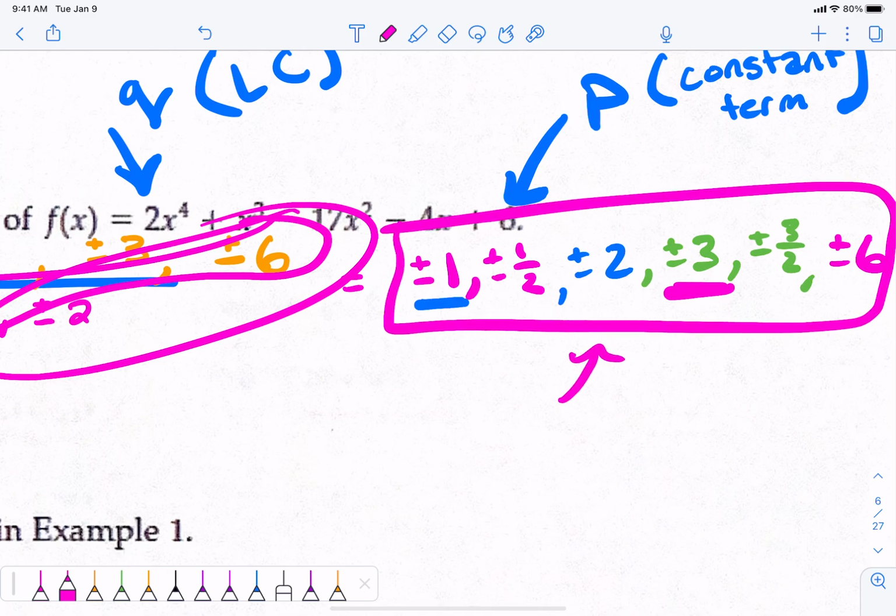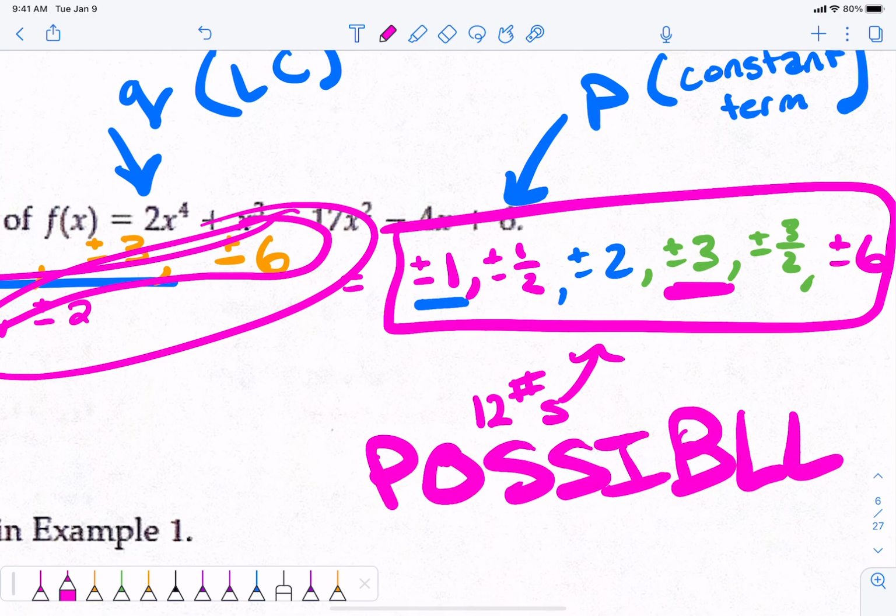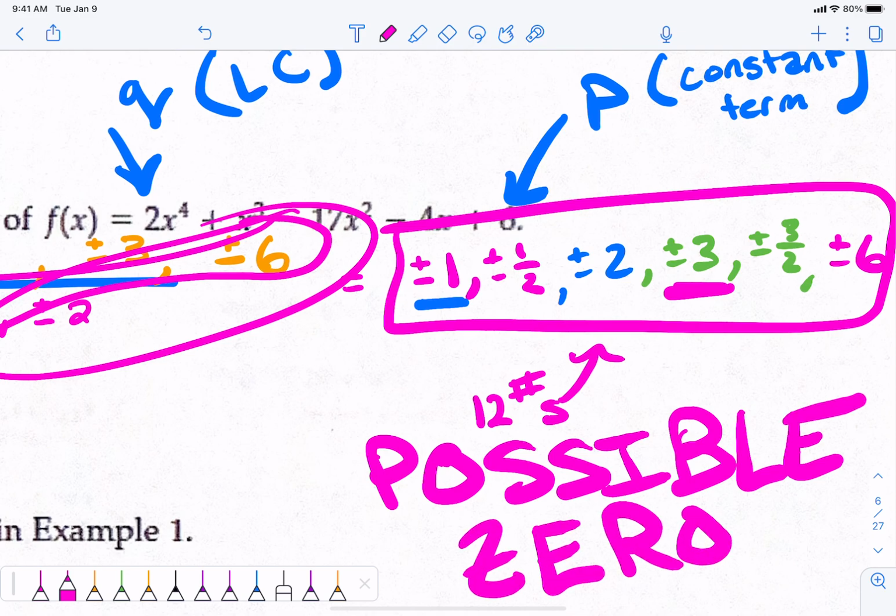How many numbers are in that list? 12. There's 12 numbers in that list. Okay, now here's the deal. This is the very most important thing. The list that we've just created with the plus and minuses, that is 12 numbers. Are you ready for this? These are the list of possible zeros. And here's what I mean by that. If the number is not in this list, there is no way that it could be a 0. Like the number 5. The number 5 is not in this list, so there's no way that 5 could be a 0, right? These are the only ones that could possibly work, right?